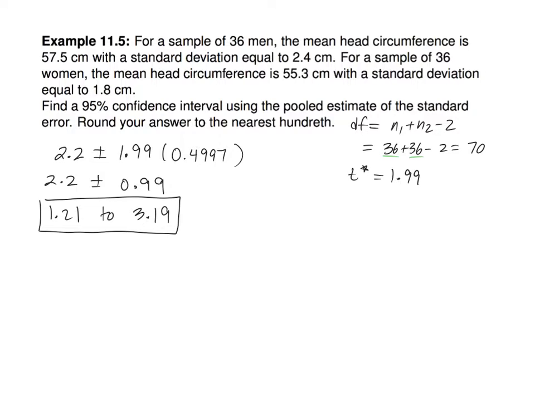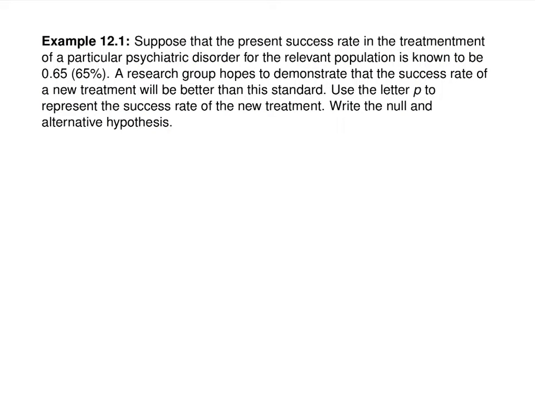Now let's do some hypothesis tests with proportions. Suppose that the present success rate in the treatment of a particular psychiatric disorder is known to be 65%. A new research group hopes to demonstrate that the success rate of a new treatment is better than the standard. Use the letter P to represent the success rate of the new treatment. Write the null and alternative hypotheses.